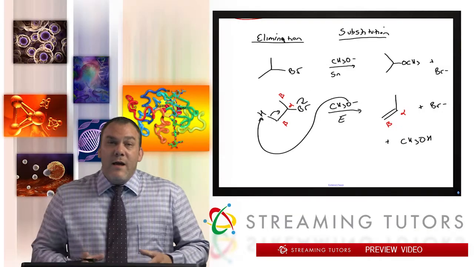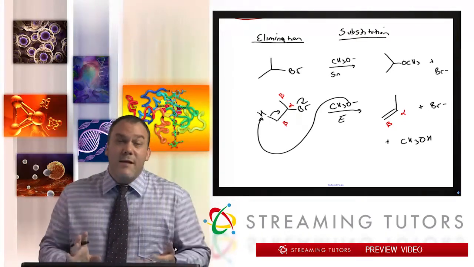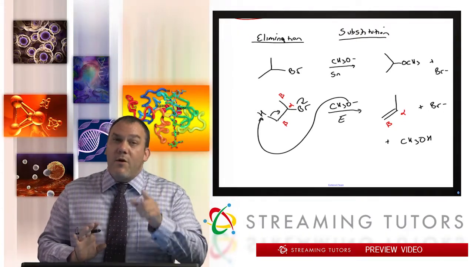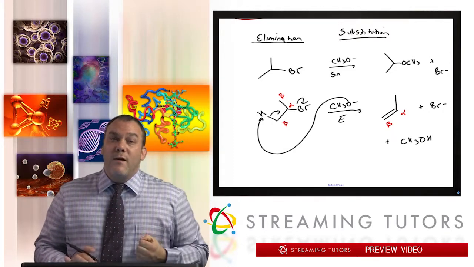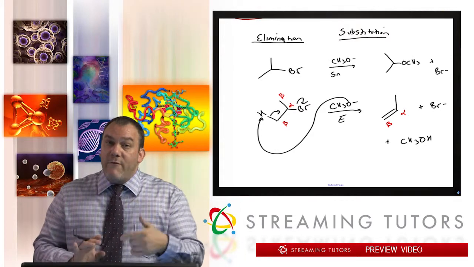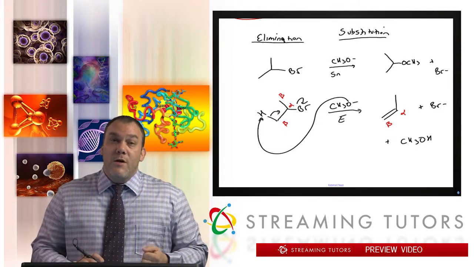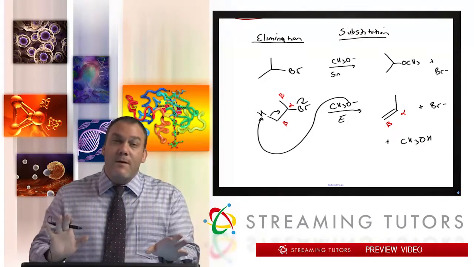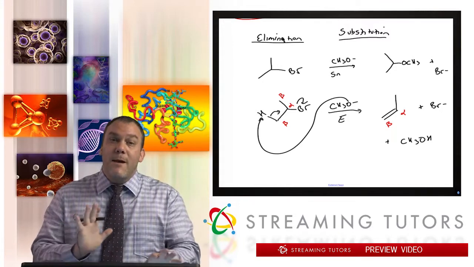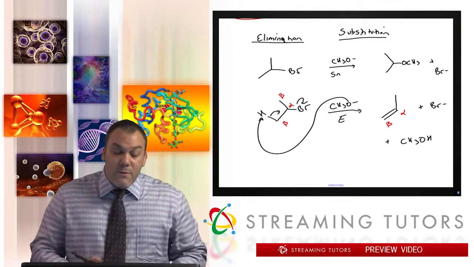Now the key here is that it's a question of timing, just like SN1, SN2. Does the Br leave first and then the base pull off the H? That's E1. Or does the Br leave while the H is pulled off and the double bond forms? That's E2. So remember SN2, just like that. SN2, everything happened at the same time. SN1, things happen at separate times. Same thing here with E1 and E2. Okay, so that's what we're seeing here.